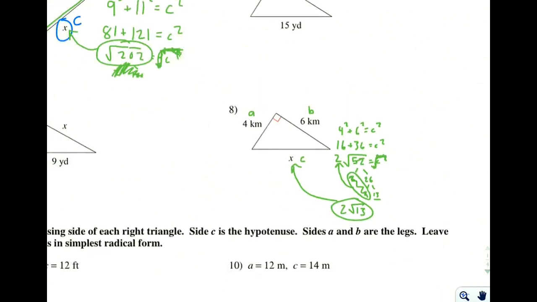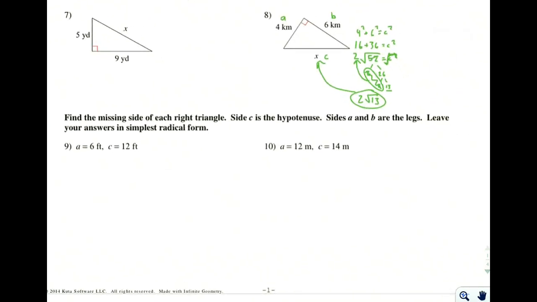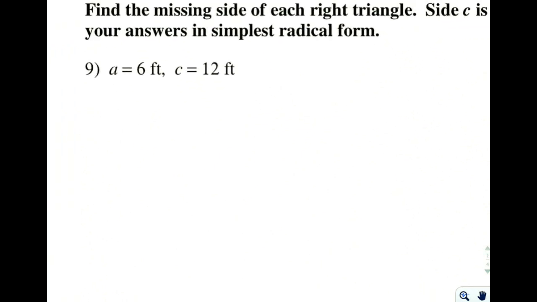And finally, let's do one more example down here where we don't have a picture. It says find the missing side of each right triangle. C is the hypotenuse, A and B are the legs. Leave your answer in simplest radical form. I always like to work with pictures. I find it a little bit easier, so let's go ahead and draw ourselves one. So here's our right triangle. So this is side C, which is 12.